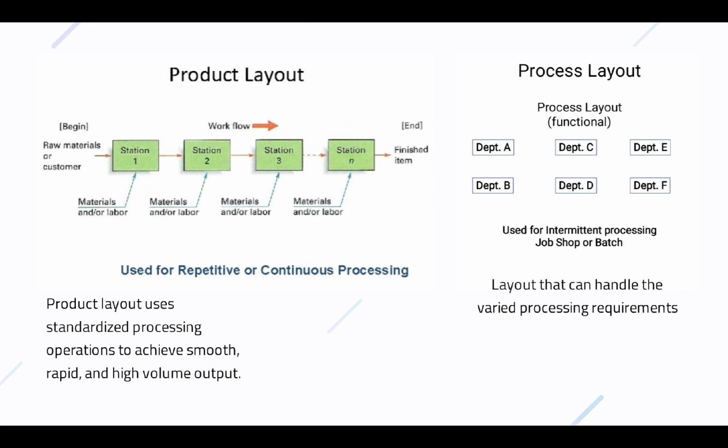The process layout, also known as functional layout. It is commonly used for intermittent processing like job shop and batch. This layout can handle varied processing requirements. The process with a functional layout goes this way, from department A to B and then to E, or from department A to C to F and then back to A again.